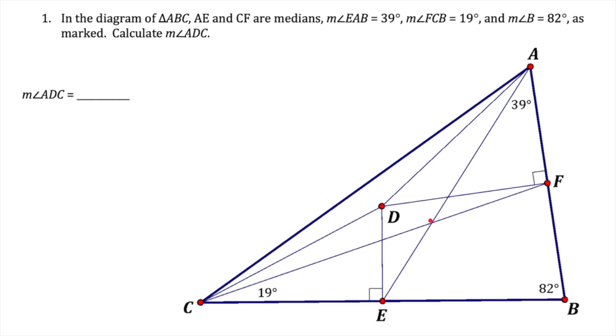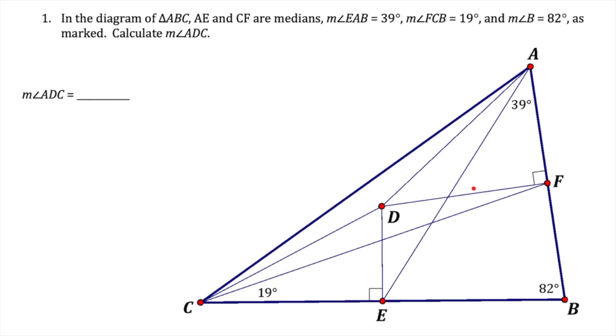Measure of angle EAB is 39 degrees and angle FCB is 19, and angle B is 82 as marked. Calculate angle ADC. Well, firstly, what I advise to every single person doing a triangle angle problem is to calculate every single angle possible, whether it be through linear pair postulate, all angles in a triangle add up to 180 degrees, vertical angles theorem. Try to add in everything you know.